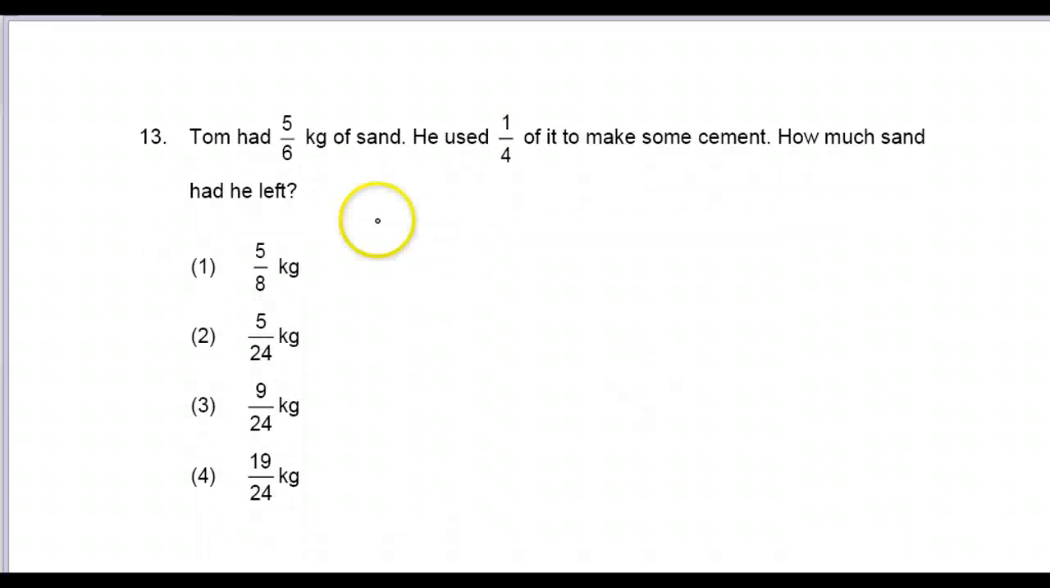Tom had 6 kilogram of sand. He used 1/4 of it. So he used 1/4 of this. How much sand had he left? So if we are going to look at this, this is Tom's sand.